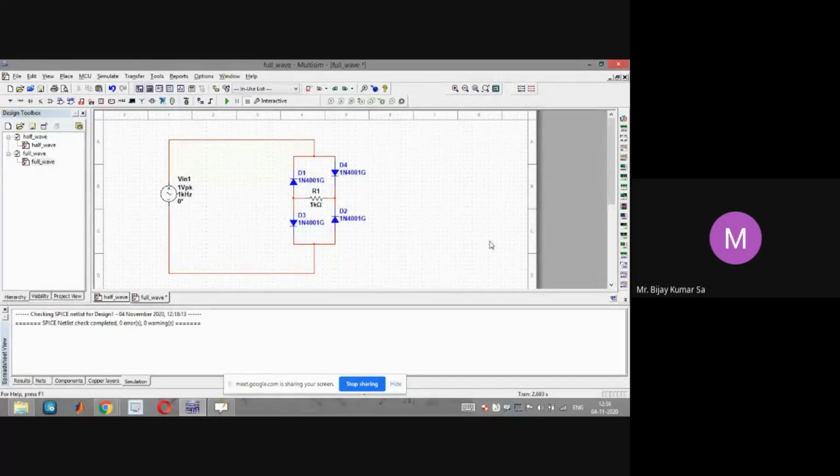So tell me, confirm me whether it is a bridge type full wave rectifier. Have I done it right?